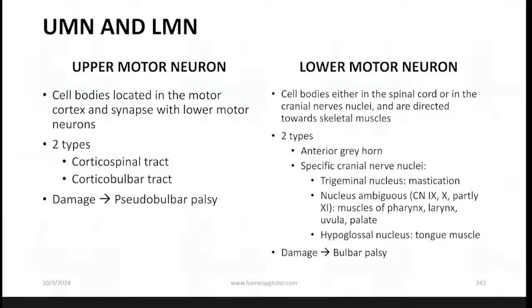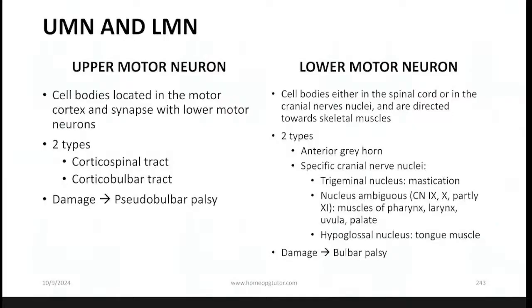Then, lower motor neuron lesions can be caused by any kind of virus, may it be poliomyelitis or West Nile fever virus. Then it can be due to spinal muscle atrophy. We had already mentioned that the lower motor neuron is directed towards the skeletal muscles, right? So any kind of spinal muscle atrophy, cauda equina syndrome. Okay, cauda equina syndrome, what exactly happens?